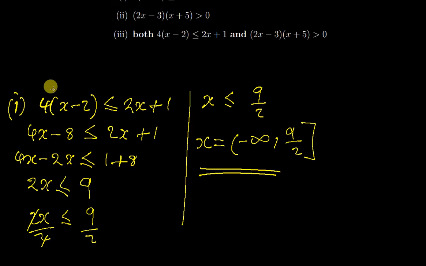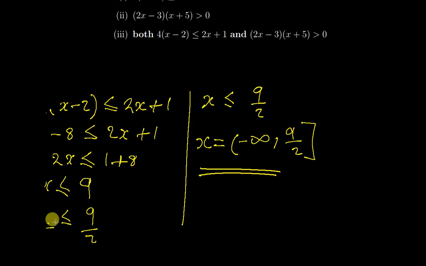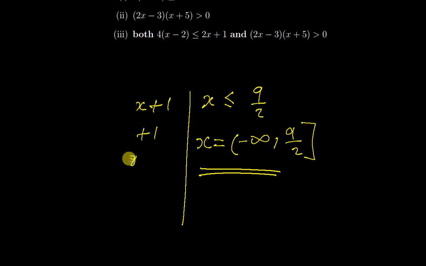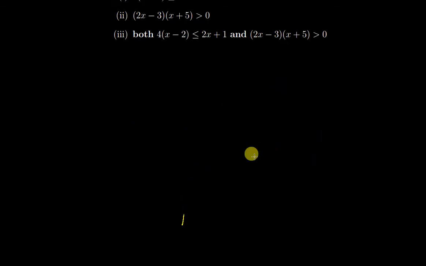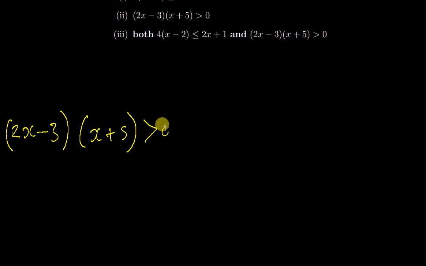So let's quickly move on to the next question. The next question is 2x minus 3 in brackets, times x plus 5, is greater than 0. So this one is also straightforward.